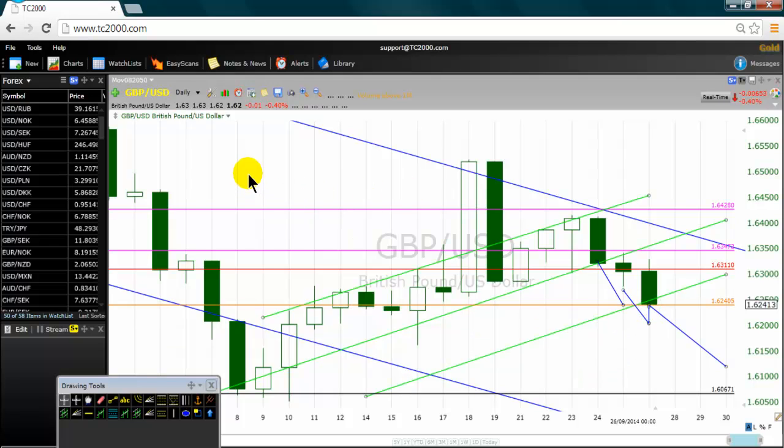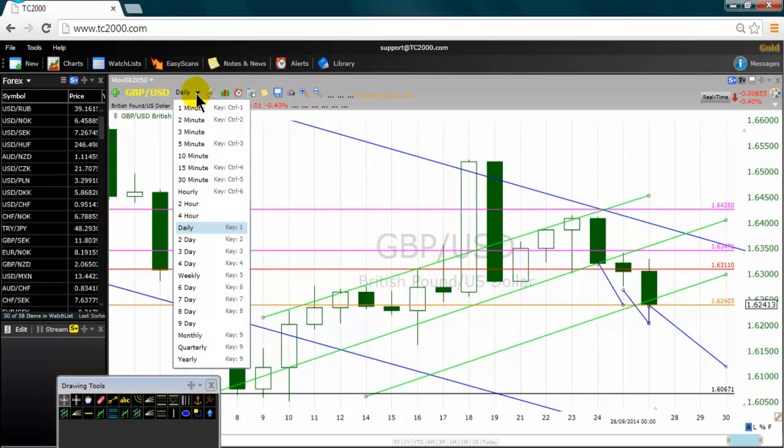Now we see the setup on the daily chart. What do we need to do? We must validate the setup. So how do we validate a setup? We go to a higher time frame. If you see the setup on the 2-hour chart, you will go, for instance, to the daily chart to validate the setup. If you see the setup on the 3-hour chart, you go to maybe the 2-day chart to validate the setup. You go to the higher time frame to validate the setup.